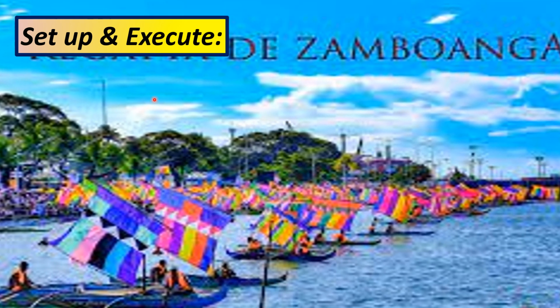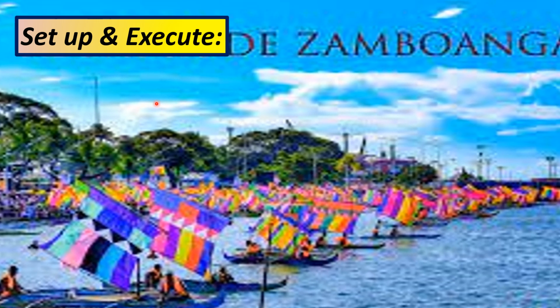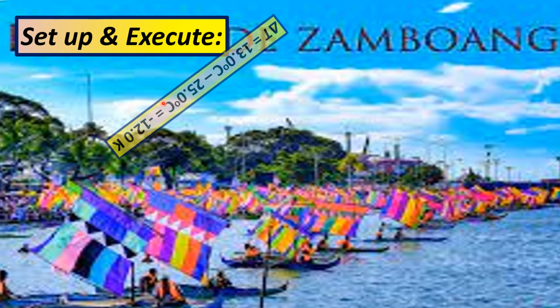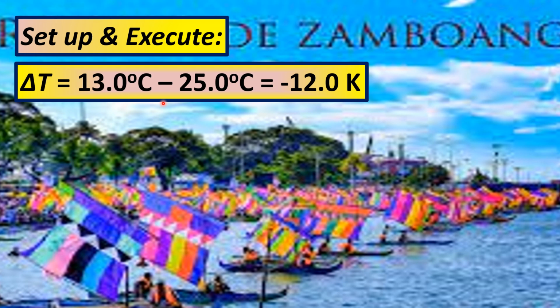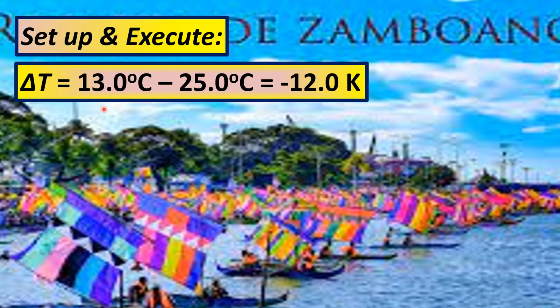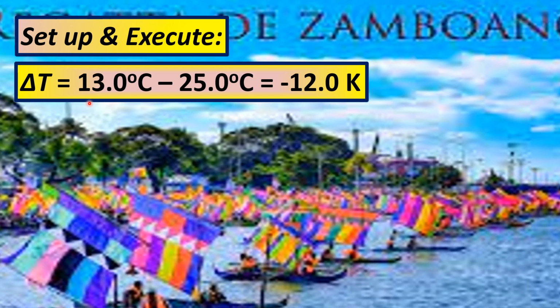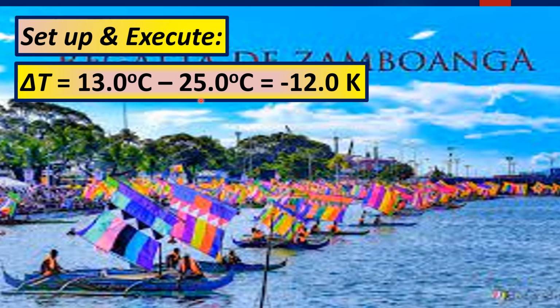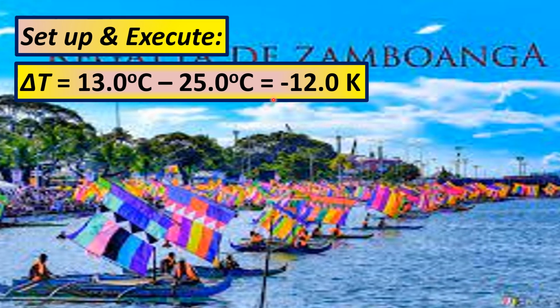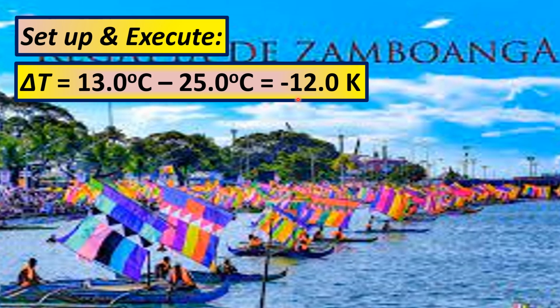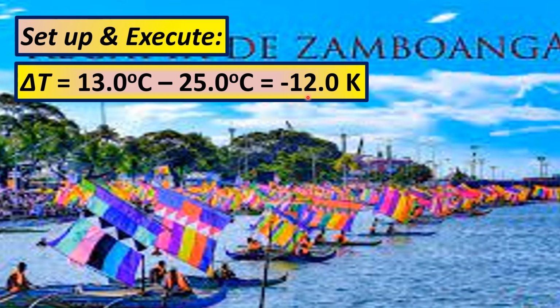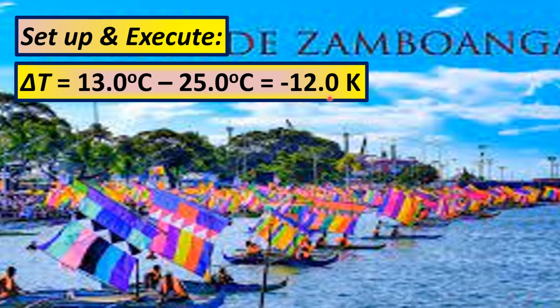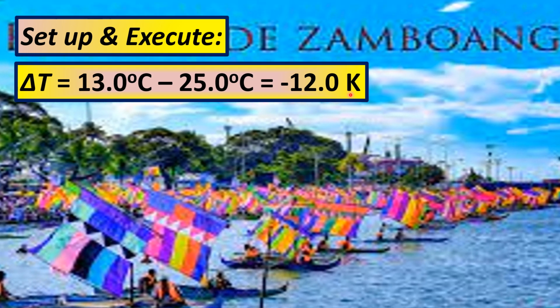So this will be our solution. We first get the change in temperature delta T, which is the final temperature 13.0 degrees Celsius minus the initial temperature 25.0 degrees Celsius. So we get a negative change in temperature, negative 12.0 Celsius degrees or Kelvin.